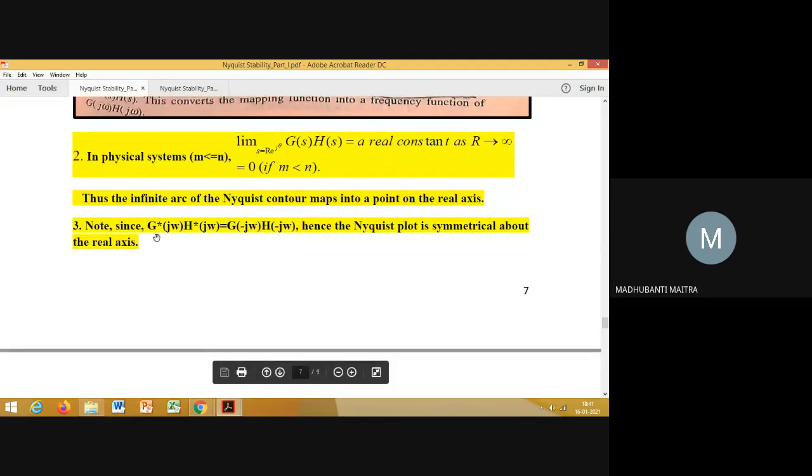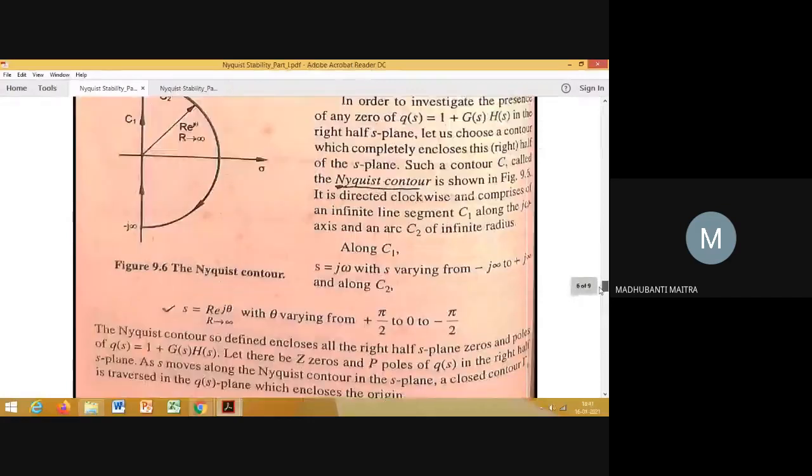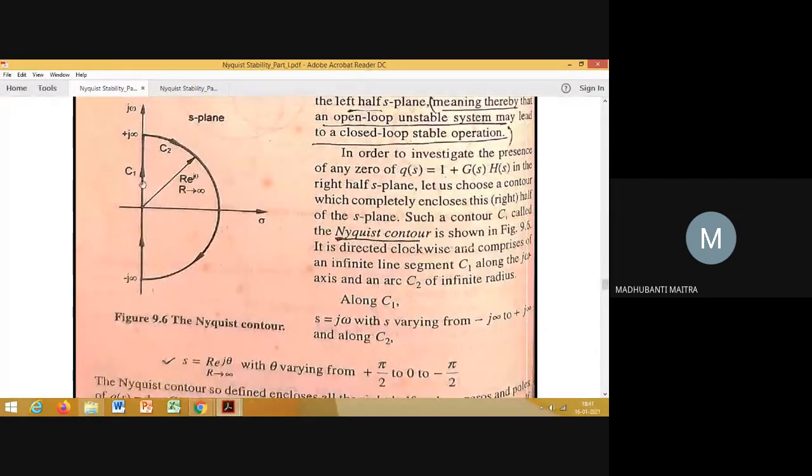The second point that we must discuss is that G conjugate(j omega) H conjugate(j omega) is equal to G(minus j omega) H(minus j omega), right? Hence, the Nyquist plot will always be symmetrical about the real axis. From this, it's clear that if we can plot this path on the GH plane, that means s is equal to j omega, and omega is varying from 0 to plus infinity, for a given G(s)H(s), then we don't have to plot this path again. We don't have to compute the mapped version of this path.